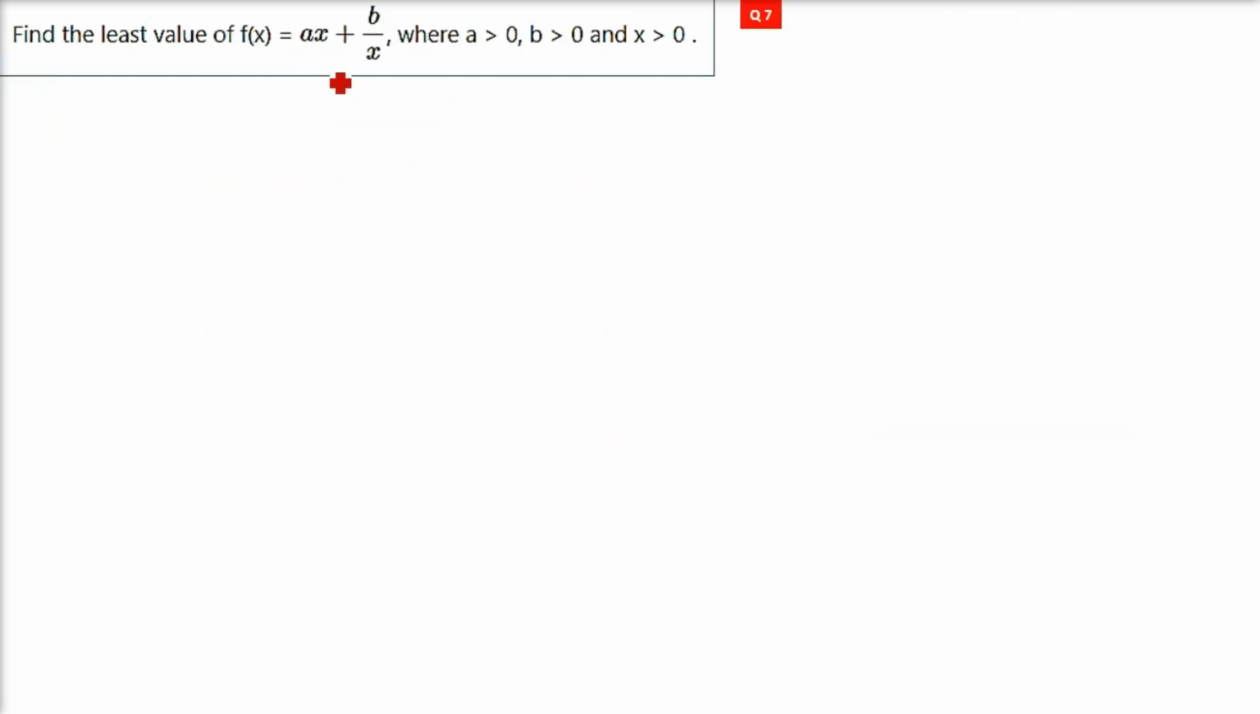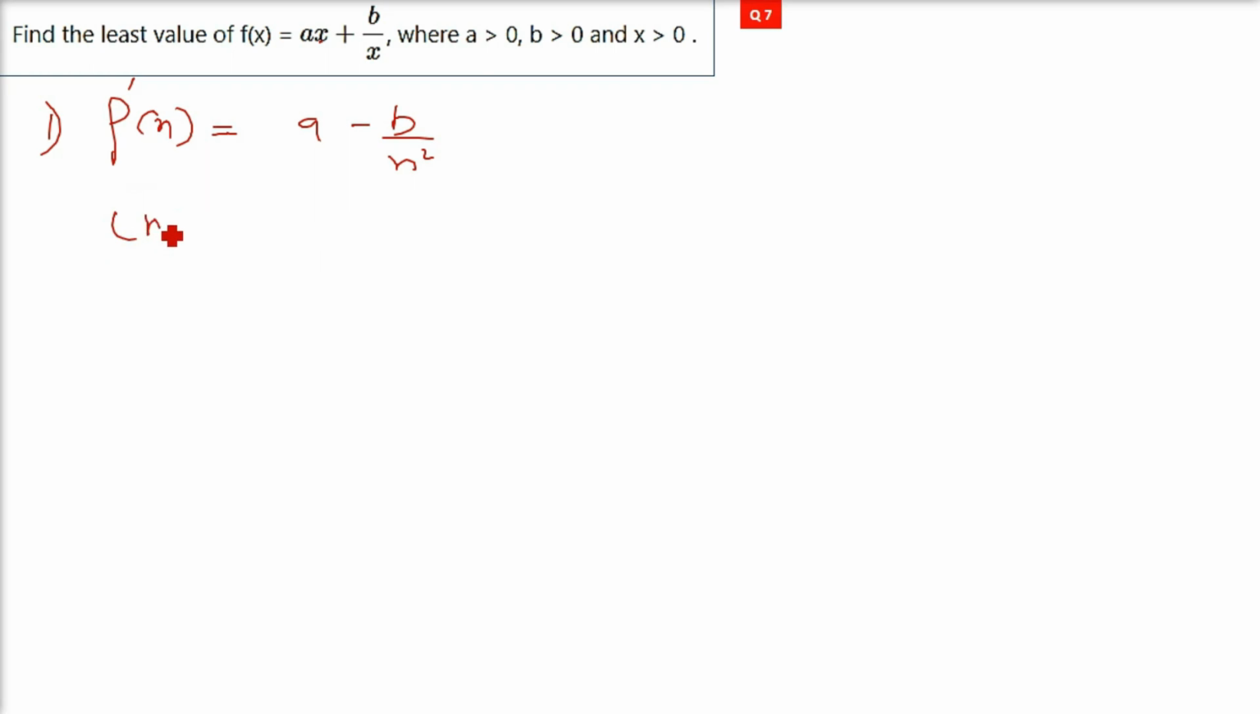Find the least value of fx equals to ax plus b by x, where all these variables and constants are greater than 0. A is greater than 0, b is greater than 0 and x is greater than 0. So the first is fx. Differentiate it now. This is a, b by x is minus b by x square. This is the first differentiation.